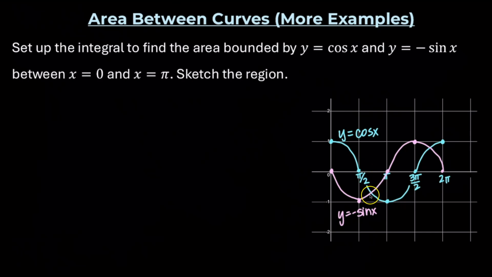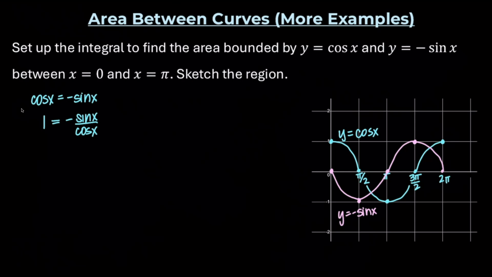So what we need to do is figure out at what x value they intersect, because there is a different top and bottom function over the interval. So we have to set these two functions equal to each other. If I solve cosine x equals negative sine x, I'm going to divide both sides by cosine x. So I'll get 1 equals negative sine x over cosine x.